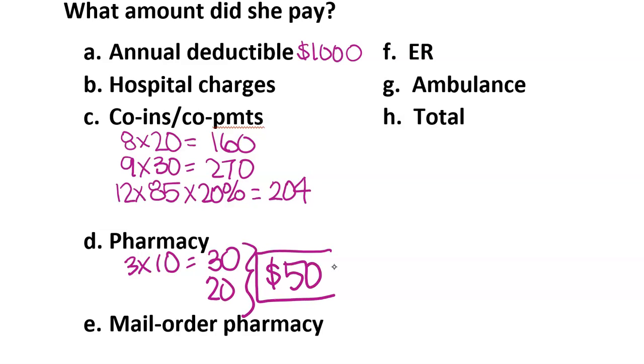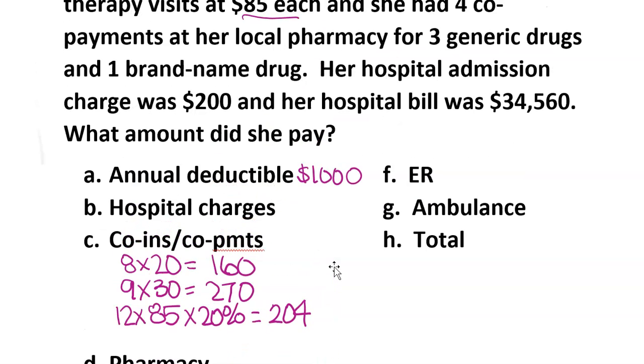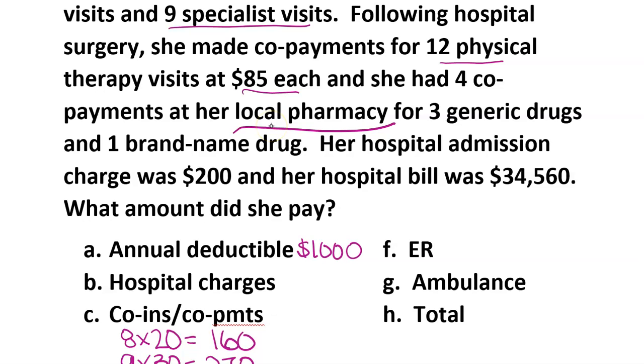So for pharmacy, a total of 50. I do want you to list them separately and then you can total them after that. So if we don't have any other co-insurance and co-payments, I'm going to add those up here at the end as well. So we did the local pharmacy things.